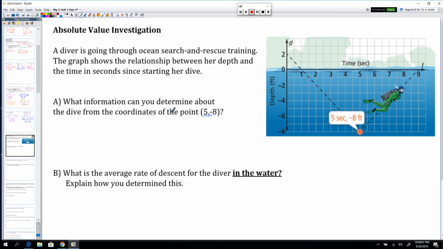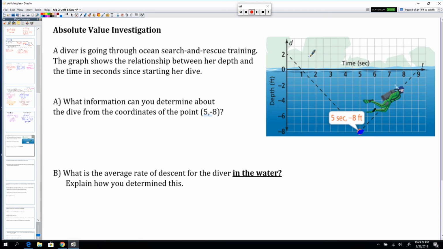What information can you determine about the dive from the coordinates of the point (5, -8)? So if we go over 5, -8, right here, what is this telling us? What is this point telling us? Think about that for a minute. What are we interpreting? If you need to pause the video, pause and think for a minute. What does this mean? What does this represent?